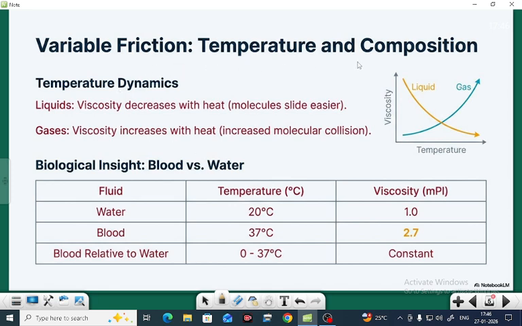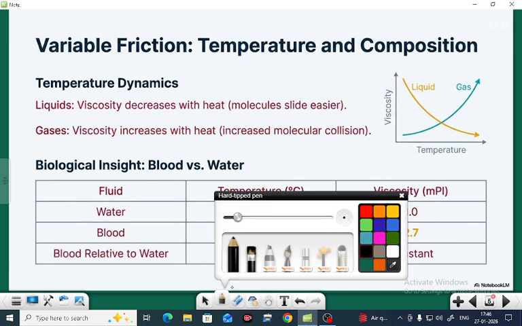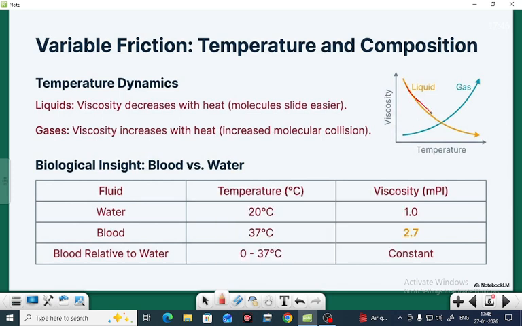Variable friction: temperature and composition. Here you see the temperature dynamics. In liquids, viscosity decreases with temperature. Here you can see the liquid viscosity decreases with temperature in this way. And in gas, viscosity increases with temperature.